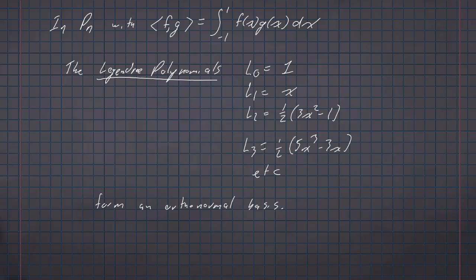Try to integrate any of these with itself. You'll get a non-zero number because they are all non-zero polynomials. But if you try to mix any two of them, you will get something that comes out at 0. And I encourage you to do that. I encourage you to take the time to play around with the Legendre polynomials, perform some integration, and verify for yourself that they are, in fact, normal and orthogonal to each other.